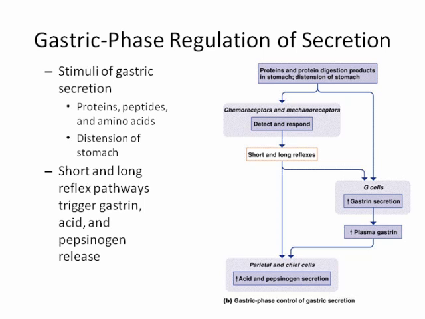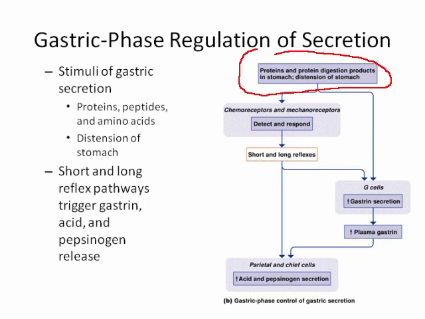Now we have food coming into the stomach, activating the gastric phase. The stimuli would be the presence of proteins, peptides, and amino acids in the stomach itself, as well as distension of the stomach. So we have chemical stimuli as well as mechanical stimuli in the stomach. And of course, these are working through short and long reflex pathways, and they're going to ultimately trigger gastrin, acid, and pepsinogen release. So again, we'll take a look at these steps in detail here in the flow chart.